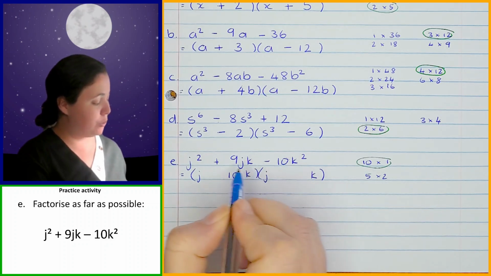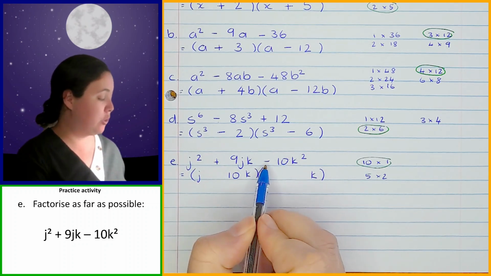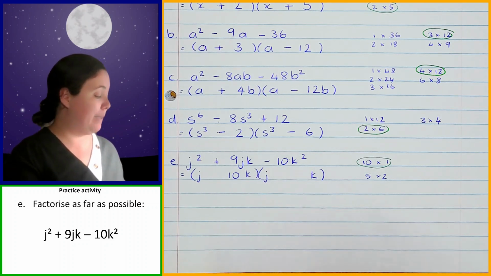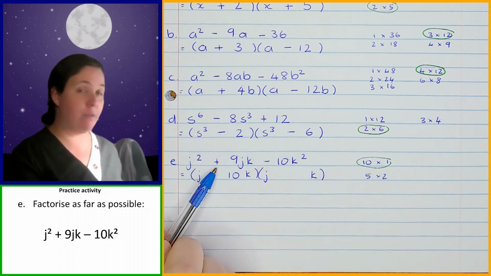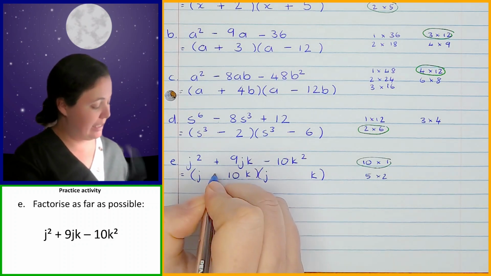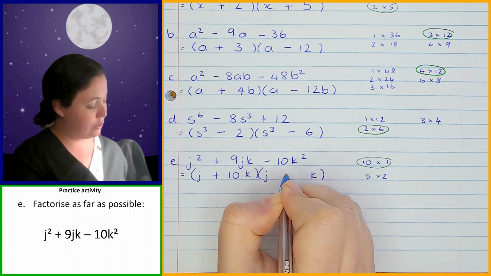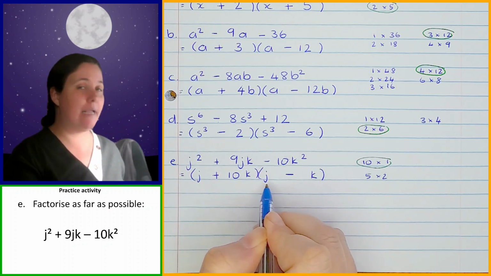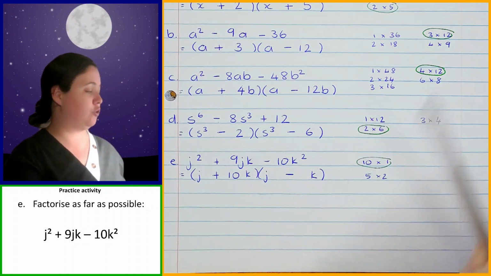Then I need to go and put my signs down. So because it's a negative, the signs are going to be different. The bigger one is going to get the sign of the middle term. The middle term is positive, so the bigger one, which is the 10, is going to get plus, and the other one is going to get minus. So you should have got j plus 10k and j minus k in your 2 brackets.